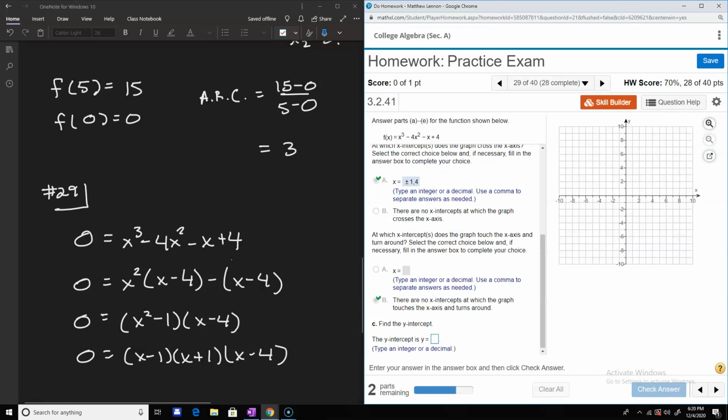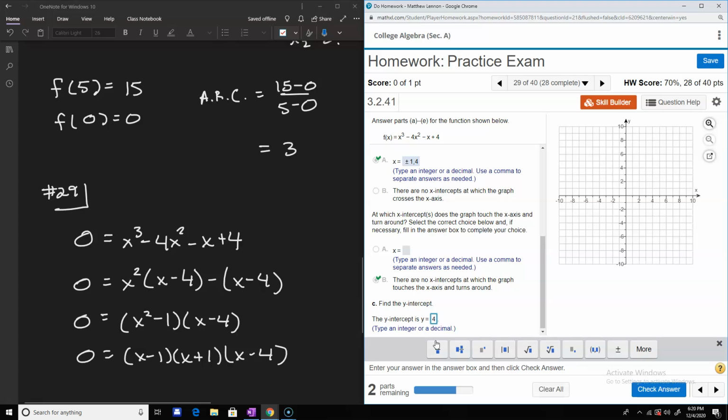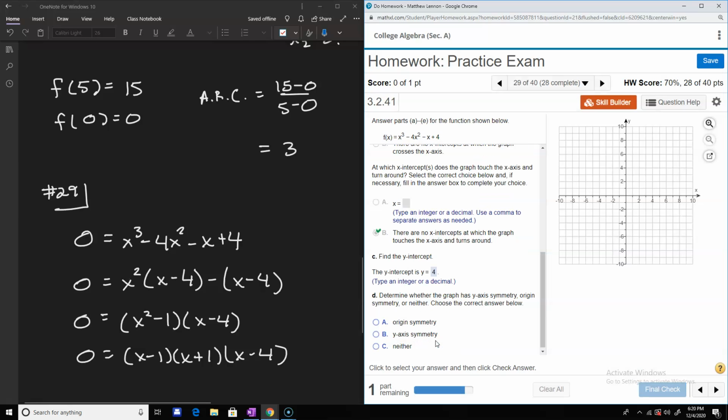The y-intercept is pretty easy. That's just the constant term. So the constant term is 4. And does it have any symmetry? Well, it has some even terms and some odd terms, so it does not. If it had only even terms, it would be y-axis symmetry, and only odd terms, odd powers of x, would have the origin symmetry.